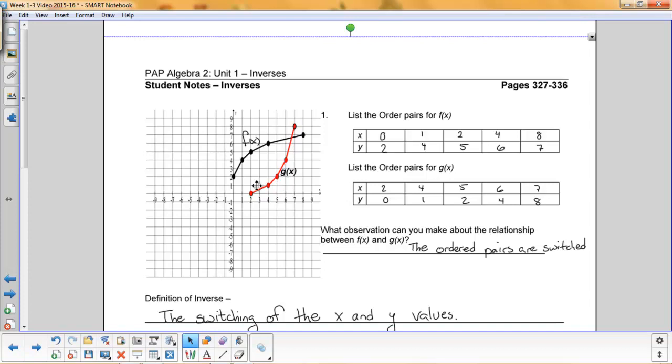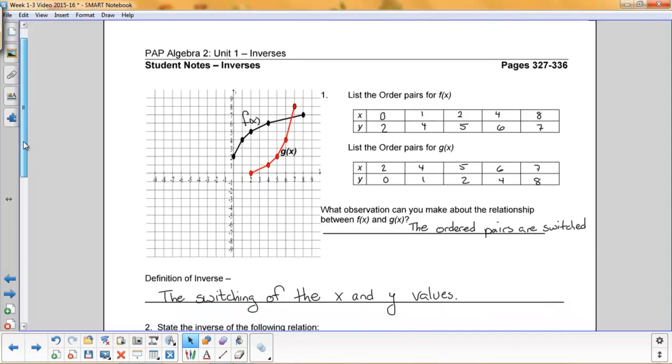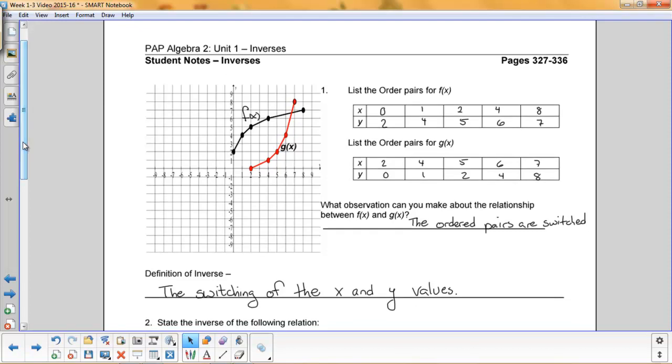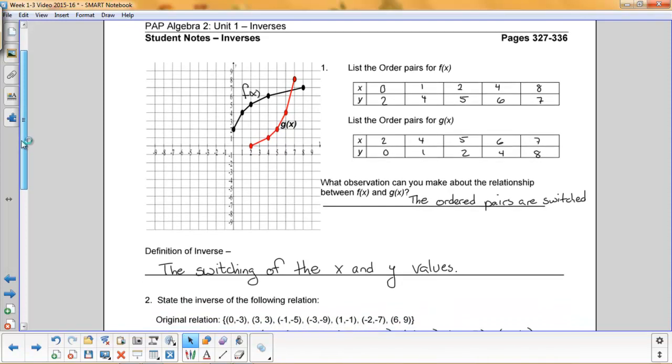The observation that you notice between these two sets of ordered pairs is that they are switched, and that in fact is the definition of inverses, the switching of x and y values. In the next example, we're going to take a look at a set of ordered pairs, and we're going to switch the order of the ordered pairs.